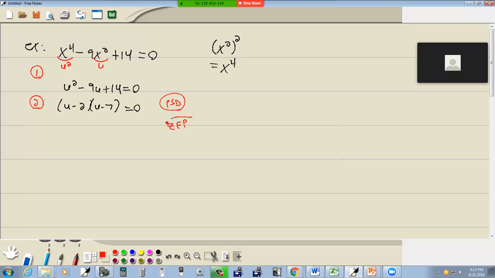Then zero factor property, or what the book calls zero product property. If you get 0 on one side and you factor the other side, you set each factor equal to 0. So I'll set u minus 2 equal to 0 and u minus 7 equal to 0, which gives us u is equal to 2 and u is equal to 7.